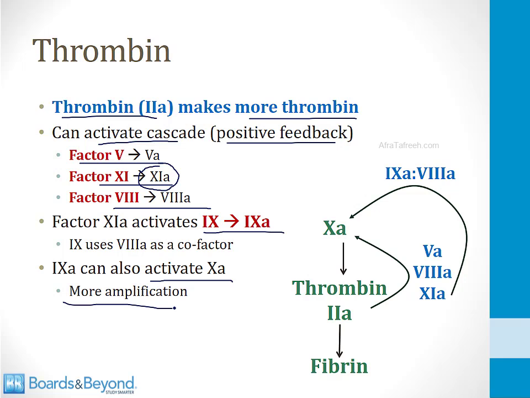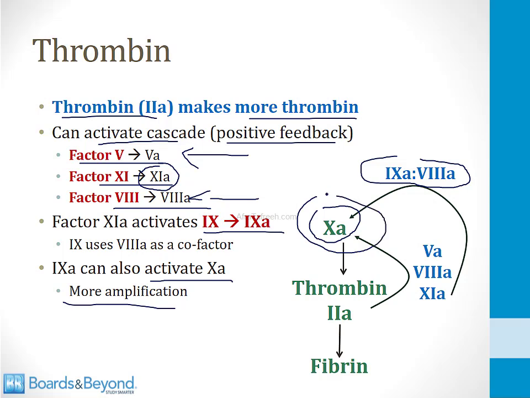You can read about them if you wish. They all carry out their role in a little bit of a different way. For example, factor 5A is a cofactor for 10A. That's how it supports 10A activity and increases the amount of thrombin. Factor 8A binds to factor 9A, and the two of them together can create more 10A. So basically all of these factors work in a little bit of a different manner, but the net effect of all of them is to increase the activity of 10A and therefore to make more thrombin.